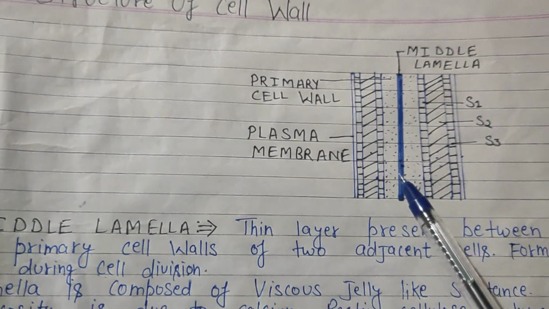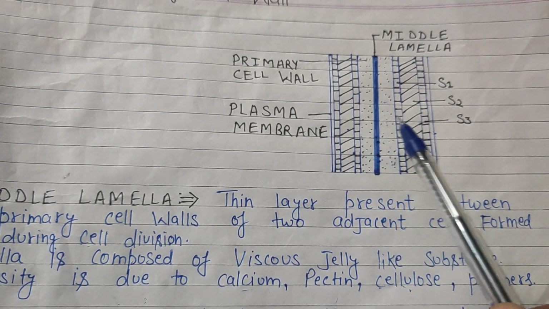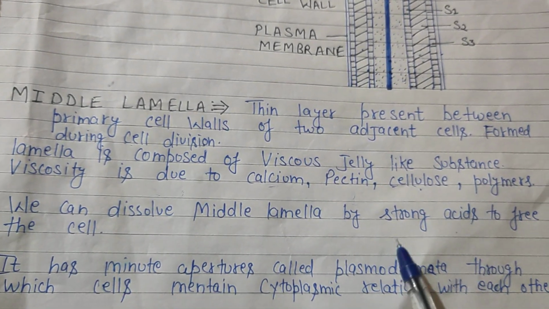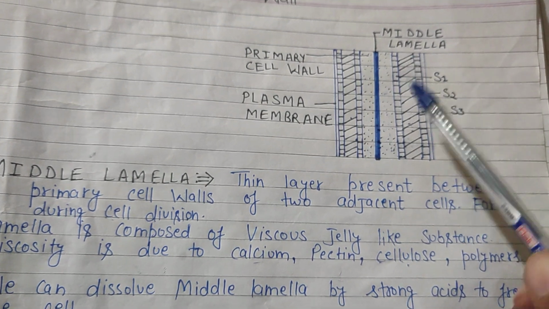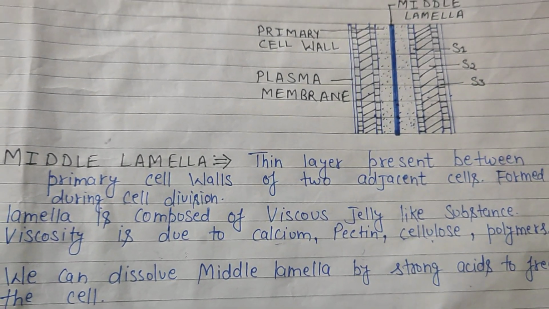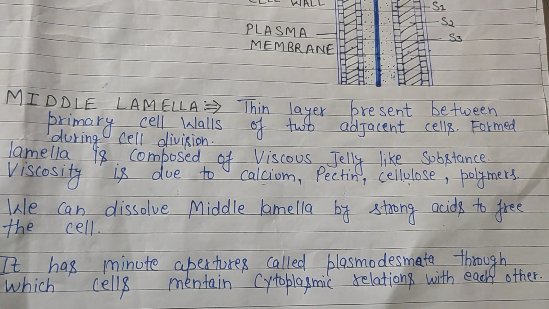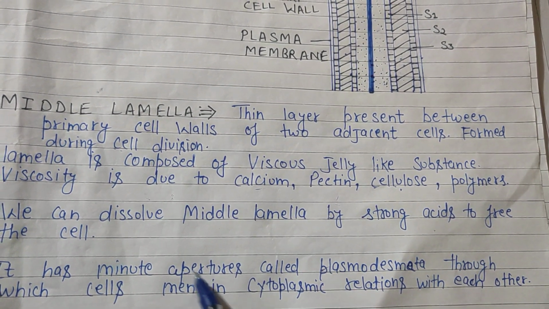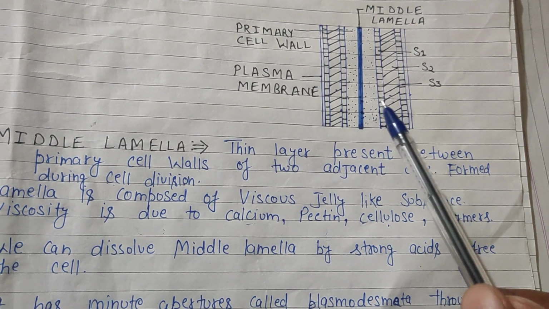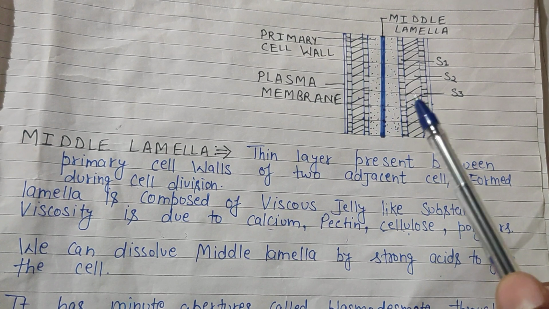So this middle lamella is a connecting link between the two cells. Therefore, if we want to separate two adjacent cells, we have to dissolve this middle lamella by treating it with some strong acids. Moreover, cell walls have a lot of minute apertures on their body. Those apertures are called plasmodesmata. In a similar way, this middle lamella also has a lot of minute apertures, and these apertures are called plasmodesmata. With the help of these minute apertures, cells are able to maintain cytoplasmic relations with each other.